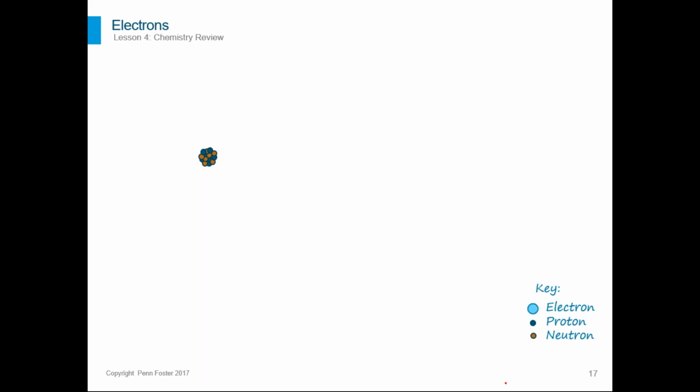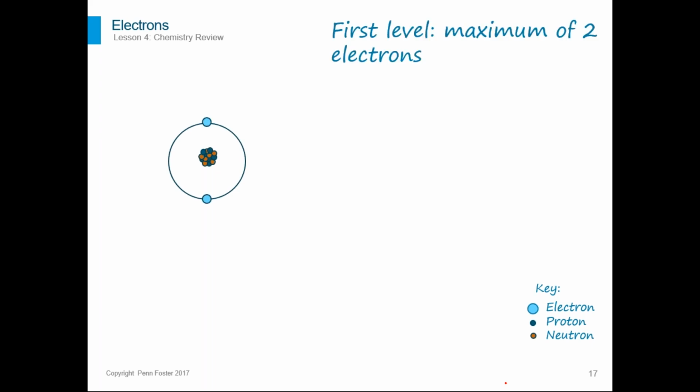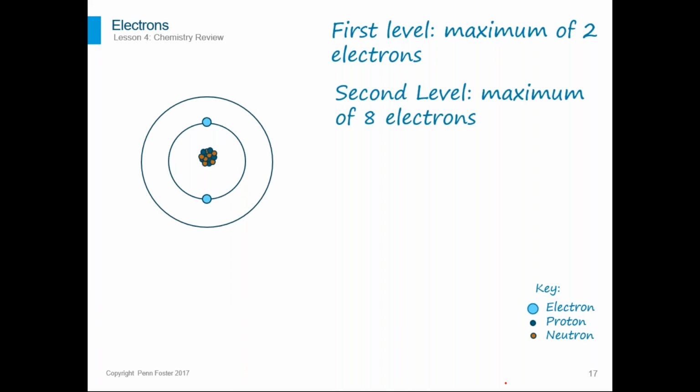So the way atoms are structured is you've got your first level, and that first electron shell can only hold up to 2 electrons. So if you have 2 electrons in it, it's full. It cannot hold any more. So to add more electrons, we would have to add another shell.